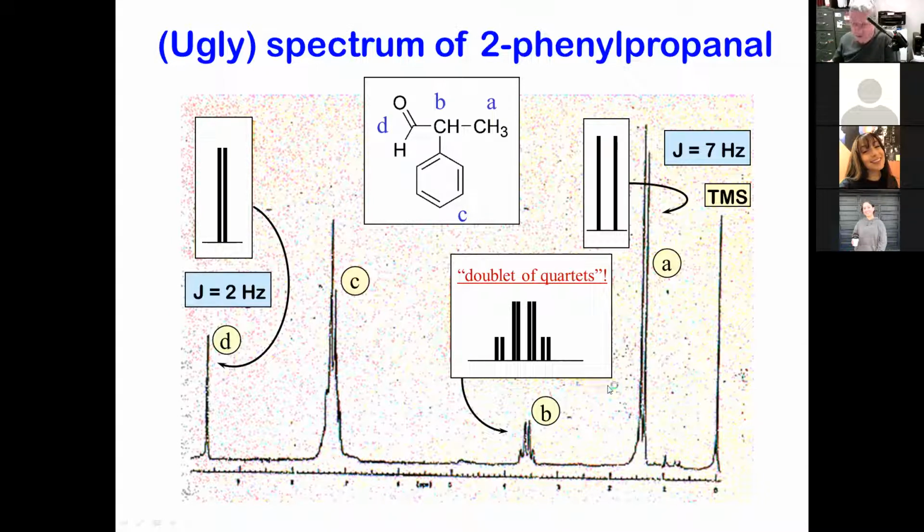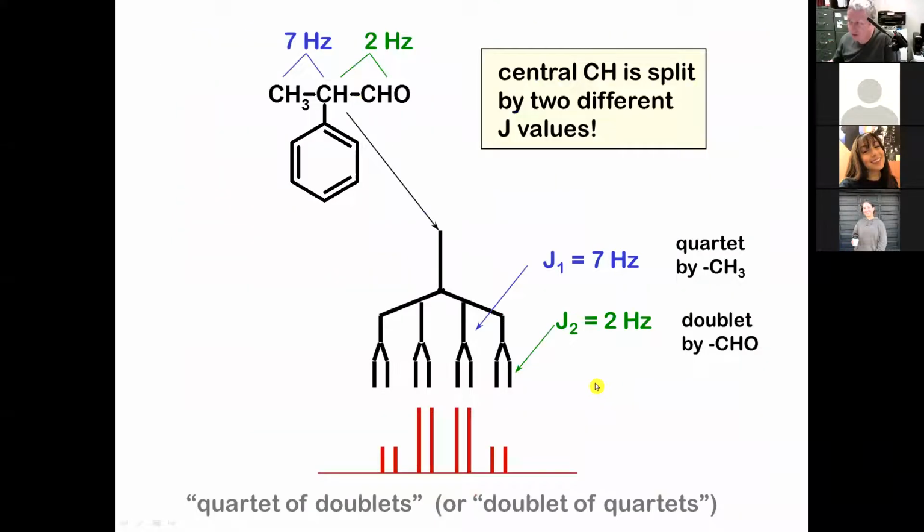Okay, cool. And this just shows what I just showed. The structure is flipped over, but it shows that if you have a 7 Hertz coupling, what does that mean? That means there's a coupling between the CH3 and the CH. A 7 Hertz, the default, and then there's a 2 Hertz coupling between the CH and the aldehyde. And that gets expressed as this crazy looking quartet of doublets, or doublet of quartets, the same thing.